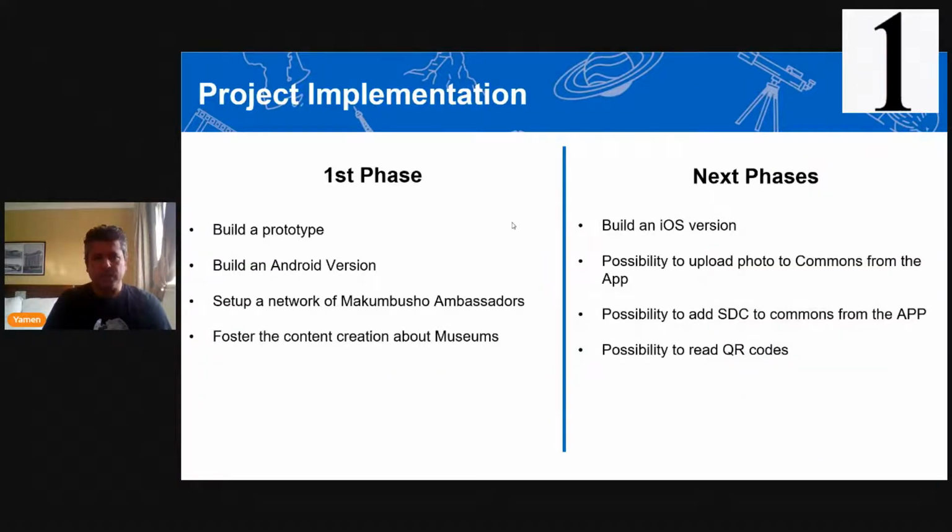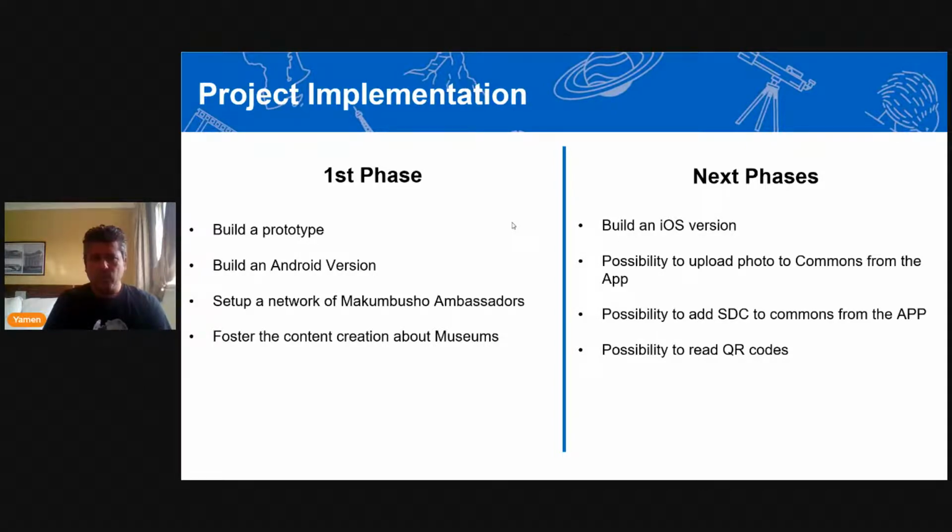The project implementation. The project will be done in several phases. In the first phase, we are going to build a prototype, an Android version, and set up a network of Makumbusho ambassadors within the local affiliates to take care of generating this mobile application and connect with the GLAM institutions in their countries. And we are also going to foster the content creation about museums and their collections.